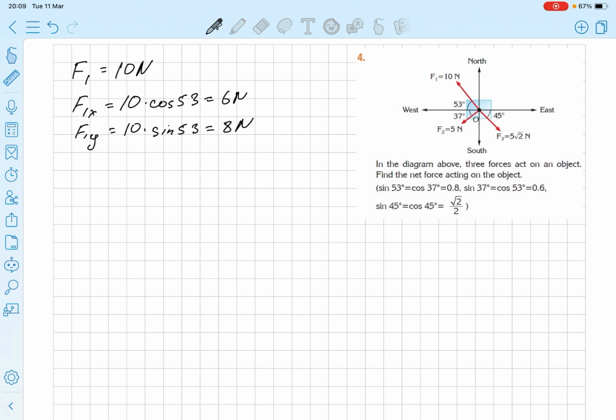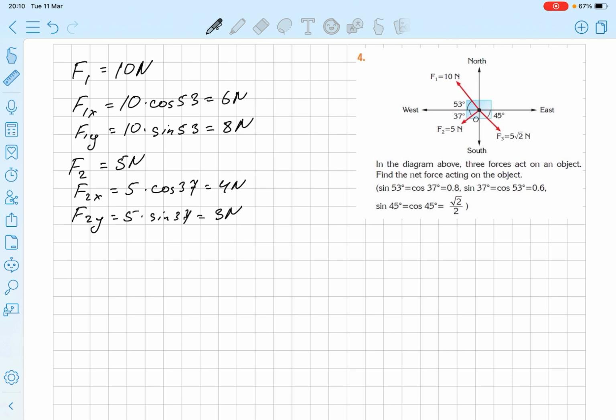So next, let's do F2. F2 is equal to 5 newtons, and F2 by X is equal to 5 times cosine of 37, which is 0.8. So if we multiply them, we will get 4 newtons, and F2 by Y is equal to 5 times sine 37, so it will be equal to 3 newtons.